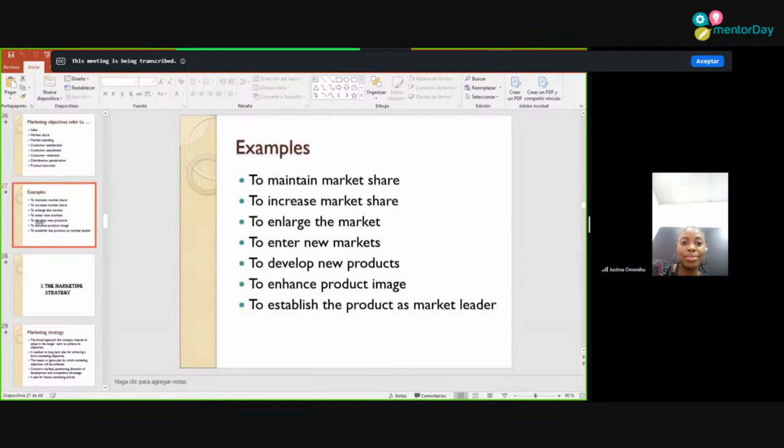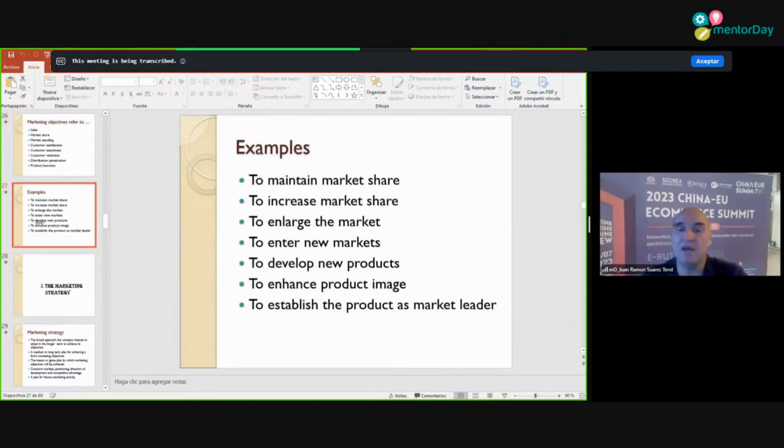We can have many: maintaining market share, increasing market share, enlarging the market, entering new markets. For example, for many of you, a good objective would be selling your products in the European Union. That would be excellent in 2025, etc. Selling, I don't know, 10% of your business in the European Union, another 10% in the US. To develop new products, probably something that is important to you. To enhance product image, probably your image is not very well recognized, you don't have awareness in the market, so you want to be recognized in the market at some point, or to establish the product as market leader.